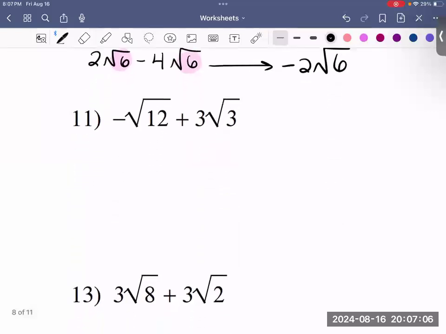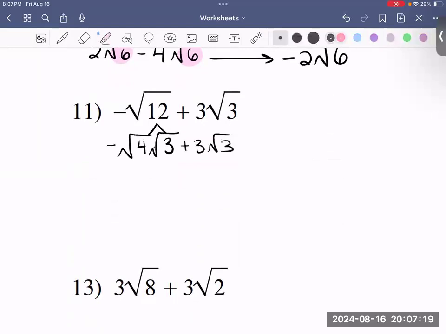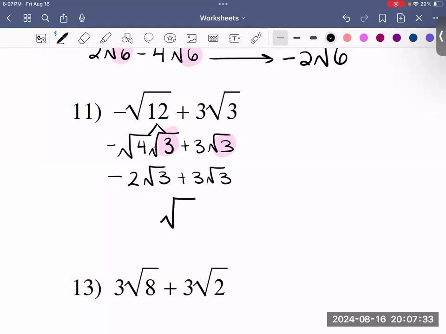Try it again with 11 and 13. All right, 12 we can say is 4 times 3. And we're trying to get these to match and be the exact same. So we're left with negative 2 root 3 plus 3 root 3. So combining those coefficients, we get just a root 3 out. Or if you wanted to, you could say there's a 1 out front.